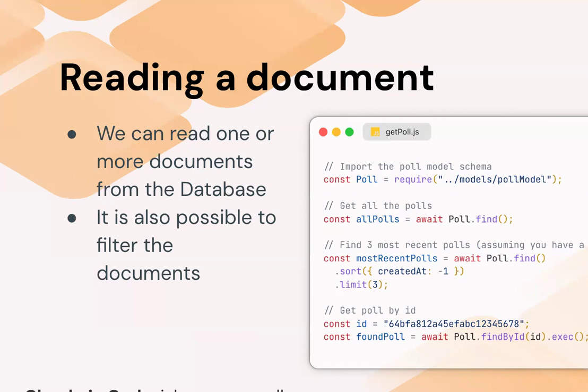If you want to find the 3 most recent polls, you would do .sort using the createdAt field and then .limit(3). If you want to find a poll by its exact ID, after we define the ID, you would do poll.findById with the parameter ID and then execute.